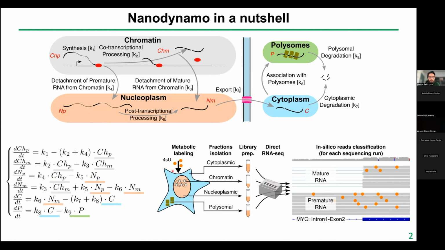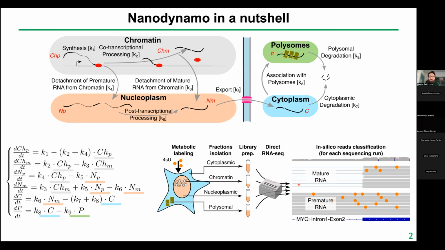In this way: we start with metabolic labeling, and then we isolate chromatin, nucleoplasmic, cytoplasmic, and polysomal RNA. We prepare libraries for direct RNA sequencing, and we sequence. And after sequencing, in silico, we can detect premature reads according to the intronic signal, and nascent reads according to the presence of the label. I will spend a few words on this step later, in the second half of the presentation. So with this experimental framework, we can collect all the information needed to fit our model.